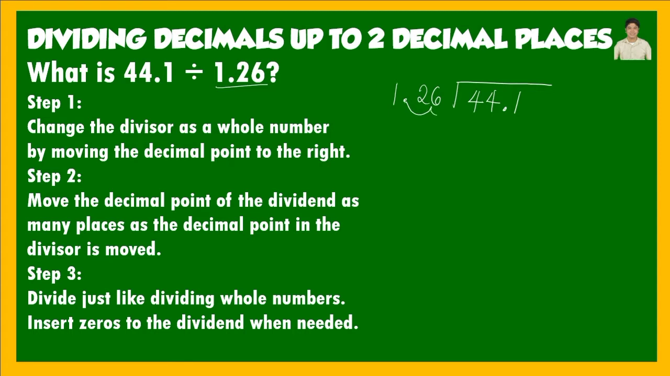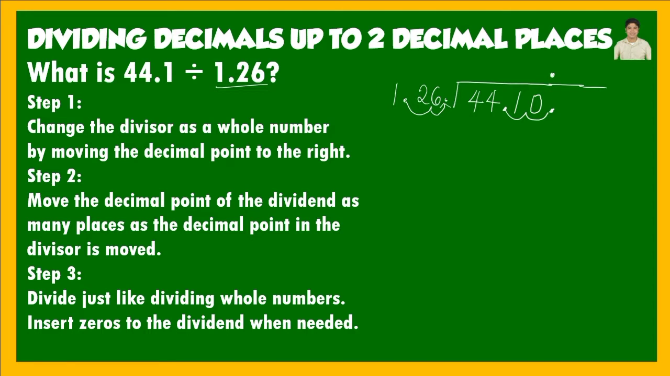So, mag-move tayo 2 decimal places, magiging 126. And then, since dalawa ang minove natin doon sa divisor, on step 2, syempre, dalawa din po ang imumove natin doon sa dividend. 1, 2. And then, yung pangalawa, that is the time na mag-a-add po tayo ng 0. And then, yung ating decimal point, naka-align syempre dun sa quotient, dun sa itaas.